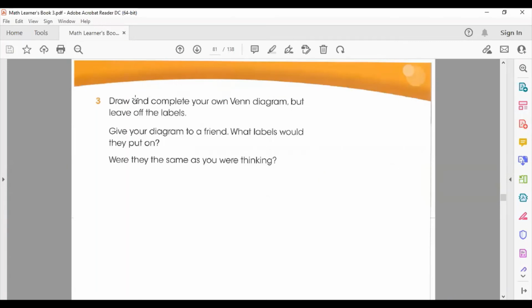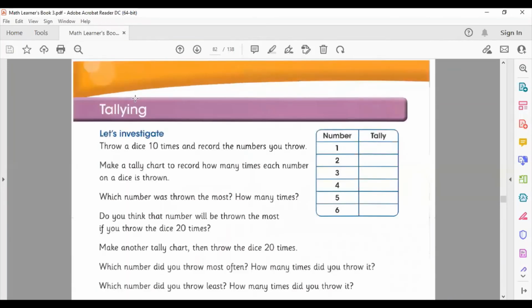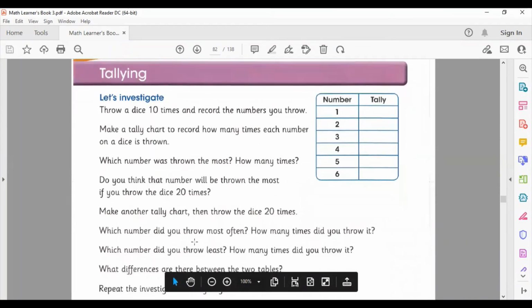Also draw, no need. Tallying, the next topic about tallying. Throw a dice 10 times and record the number you throw. Make a tally chart to record how many times each number on a dice is thrown. Which number was thrown the most? This is just like a game. We are using dice. Let us start the question.